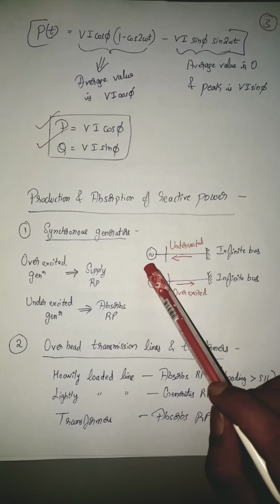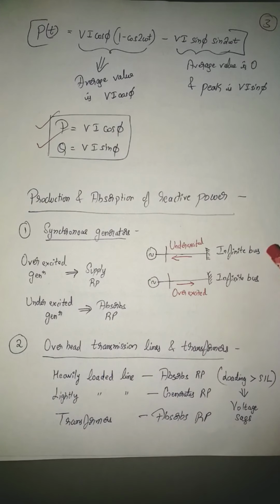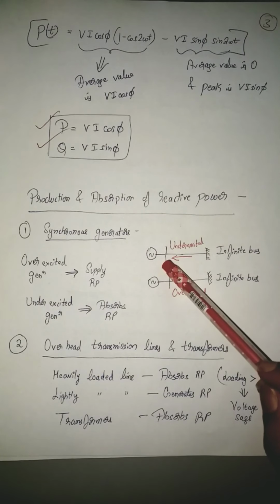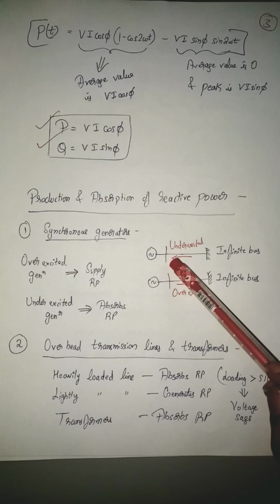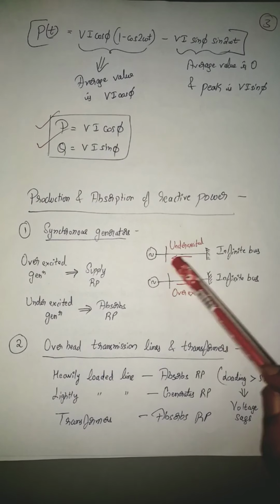If you reduce the field current in the generator, it is said to be under excited. Then that particular excitation current will be drawn from the other part of the system. So at this particular point, it will absorb the reactive power. The generator will try to absorb the reactive power from the grid.